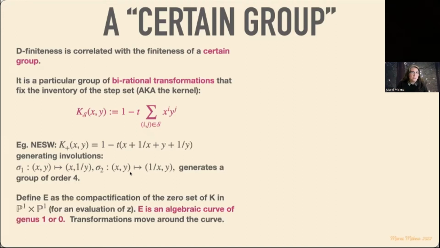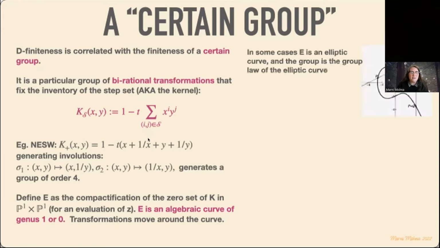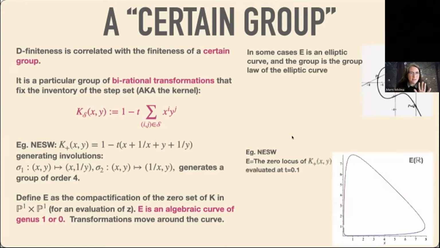So it turns out that if I can turn this into a group, then I can visualize this group. If I look at the zero set, the compactification of the zero set of this kernel, I can actually build an algebraic curve. Okay, for small steps, it's always going to be genus 1 or genus 0. Now we're starting to get a little bit heavy, so let's think about what we're talking about here. So remember, in some cases, this zero set is going to be an elliptic curve, and then this group action I've got here is actually going to be the group action on the elliptic curve. But let's actually see an example.